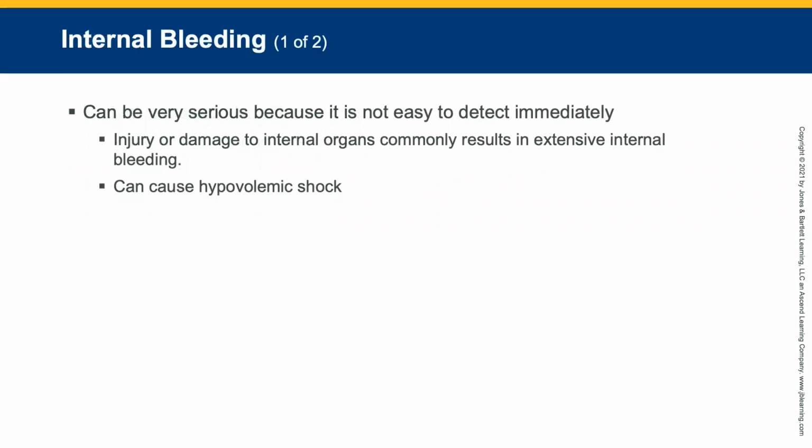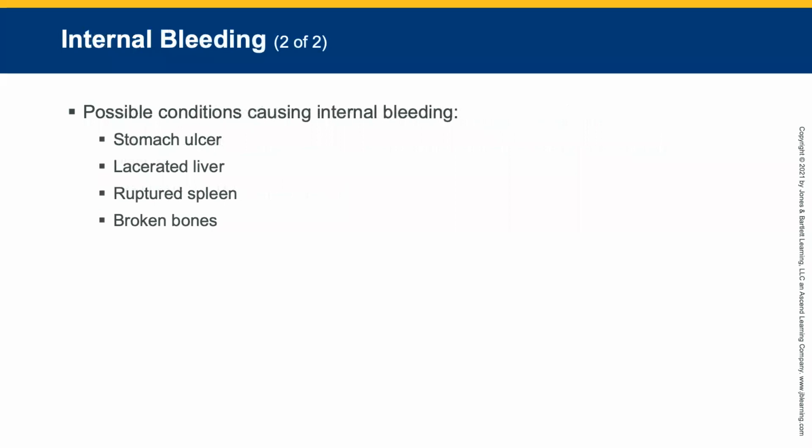Internal bleeding. We know this can be serious. We're not going to be able to see it as much, but one of the causes we're going to come across is hypovolemic shock. They are losing large quantities of blood, but we just can't see it. Why and where it's at is what we have to consider. Possible conditions causing internal bleeding can be broken bones, lacerated livers, stomach ulcers, or a ruptured spleen, depending upon the MOI.